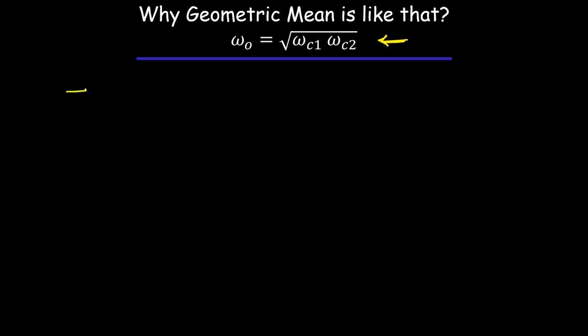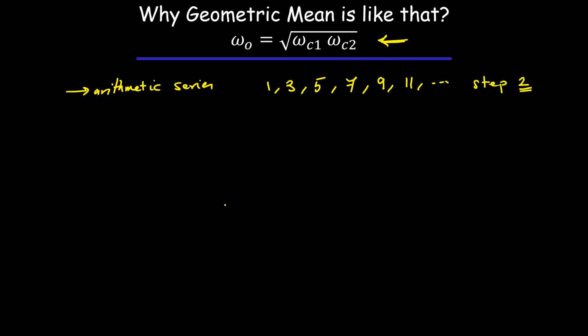Let's assume you have an arithmetic series. Like 1, then you add 2, it becomes 3, you add another 2, it becomes 5, you add another 2, it becomes 7, 9, 11, and so on. So you have here a step, and this step is equal to 2. And each number here is basically the previous number plus 2. Add 2, gives you 5. Add another 2, gives you 7, and so on.